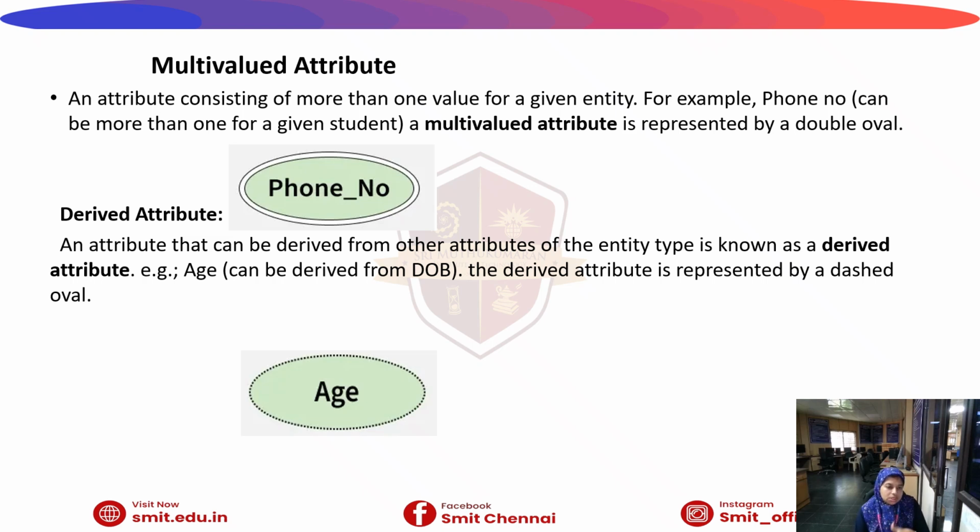What is a derived attribute? The attribute that can be derived from other attributes of the entity type is known as a derived attribute. Age is a derived attribute. From the date of birth, we can derive the age of the student. So that is called a derived attribute.